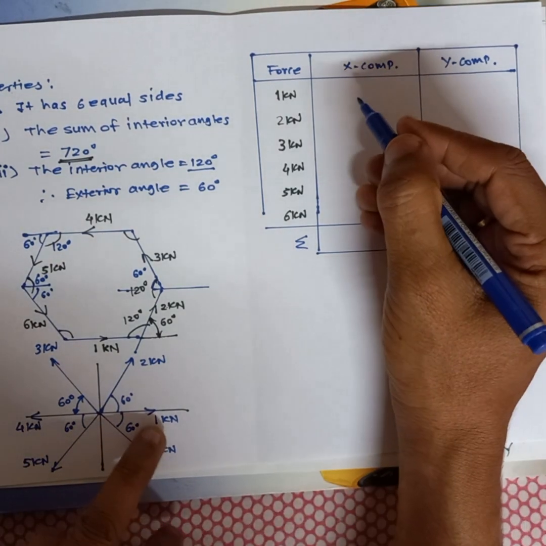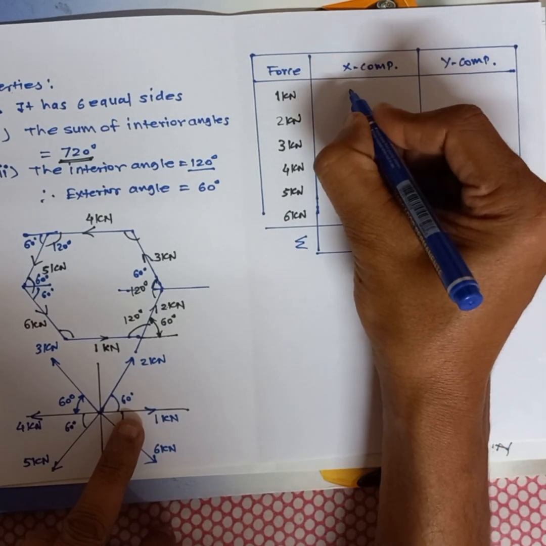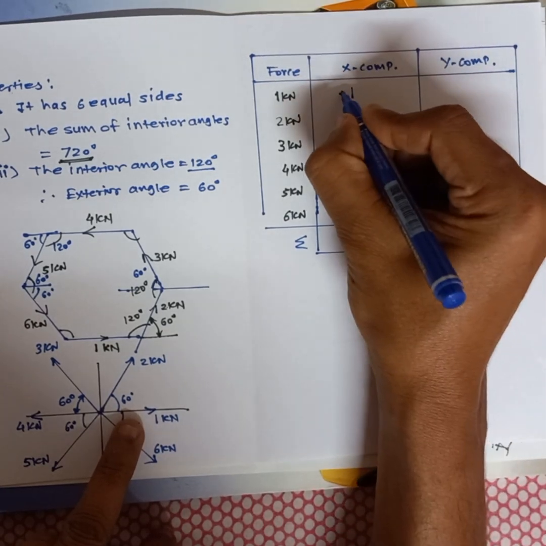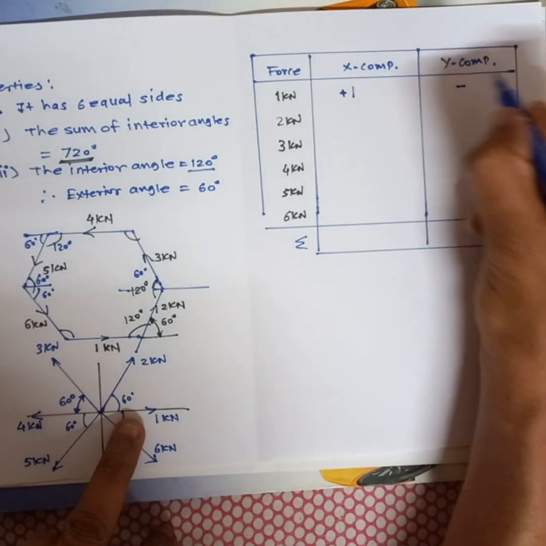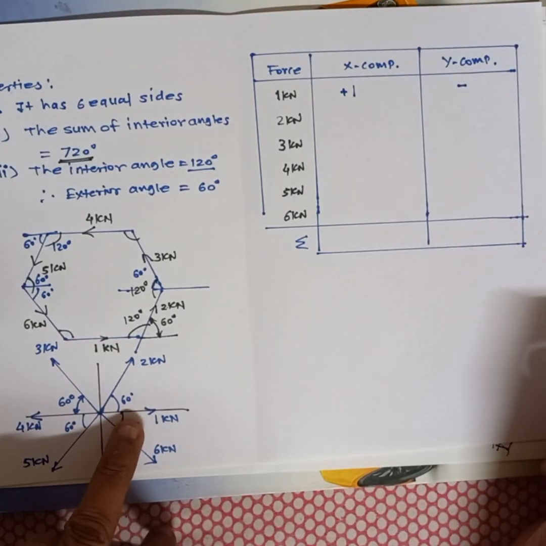So the first force is horizontal. So x component is 1 and that is plus, y component is 0. So I am making it dash.